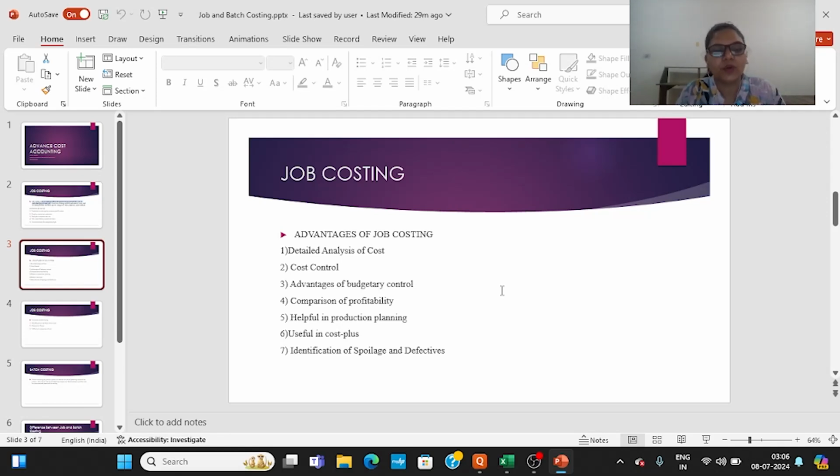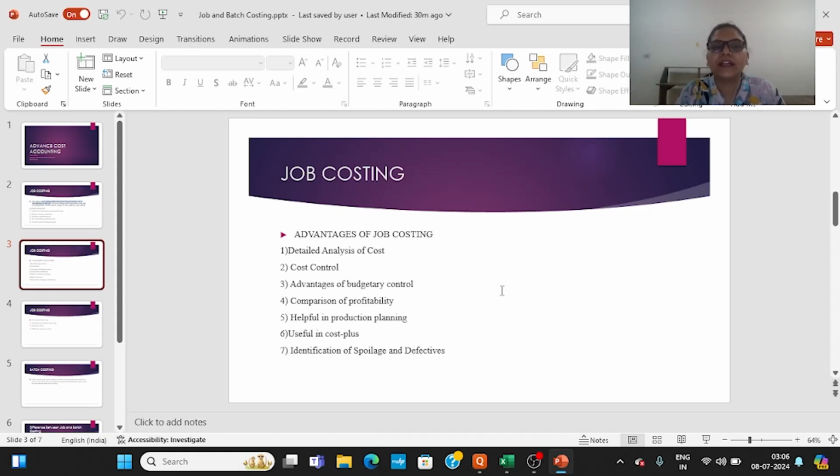Identification of spoilage and defectives. Spoilage or defective work can be easily identified in case of job costing with specific jobs or product orders. On this basis, responsibility can be fixed on specific employees, individuals, or departments.